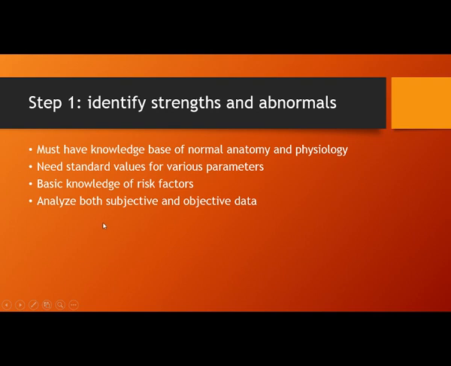And when you are identifying strengths and abnormals and risk factors as well, you're going to analyze both the subjective and the objective data. Like maybe the patient told you, well, I had such and such disease, and that's going to be a factor in maybe some of the risk factors or maybe some of the strengths or weaknesses. And then also the objective data, things that you saw on your assessment.